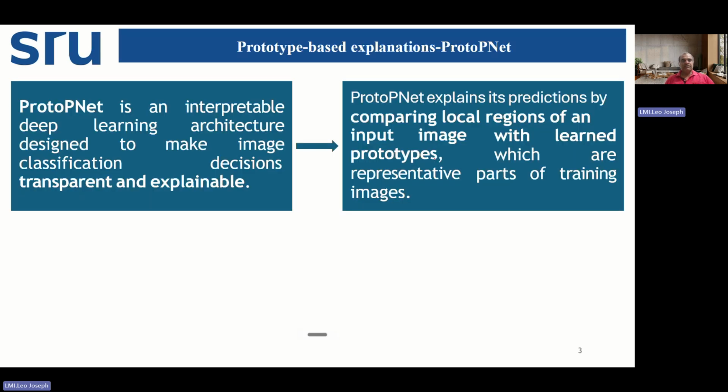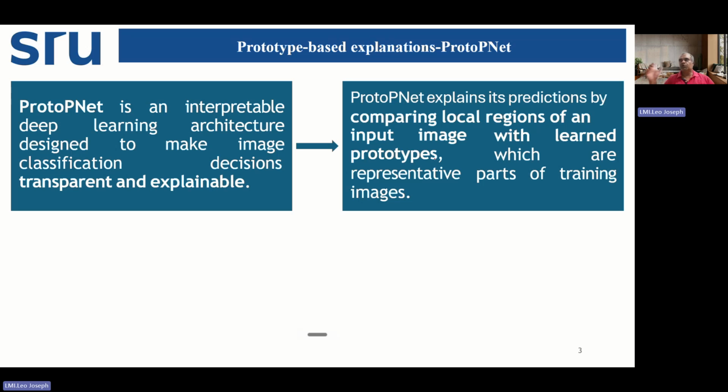ProtoNet is an interpretable deep learning architecture designed to make image classification transparent and explainable. This is the main thing you have to understand. By comparing local regions with learned prototypes, we already train with similar patches. For sparrow, for example, we train with different patches. When you give a new input, only the small patches, that region of interest only, will be taken into account.